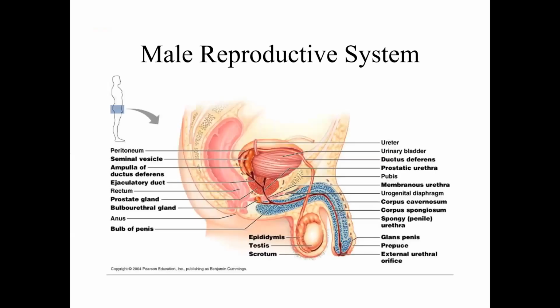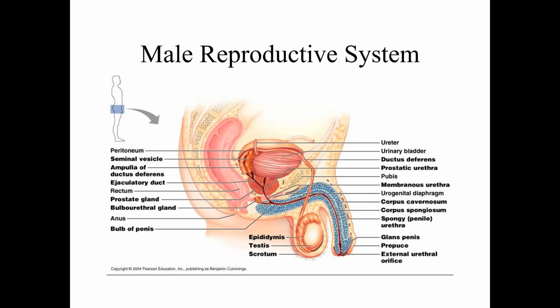Start out with the male reproductive system. You'll see this again in lecture in a couple weeks. The external genitalia of the male system includes the penis and the testes contained in the scrotum. We see the urethra in the middle of the penis for delivery of sperm and semen. We can see the urinary bladder up here, and the prostate gland located right below the urinary bladder.